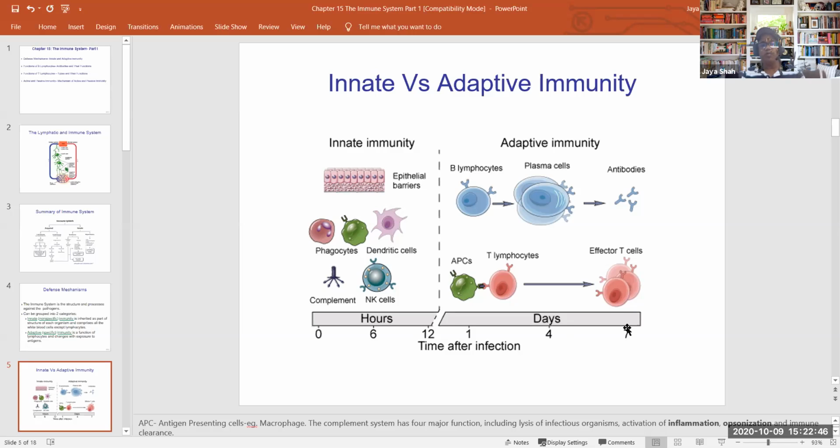If you see here time-wise, time after infection, innate immunity works at the beginning. So, sorry, innate immunity is like your first line of defense. And the adaptive immunity is like the inner core, hard defense mechanism, okay? So like the local sheriff is innate, and your FBI or Central Reserve Army, those are our adaptive immunity, okay?